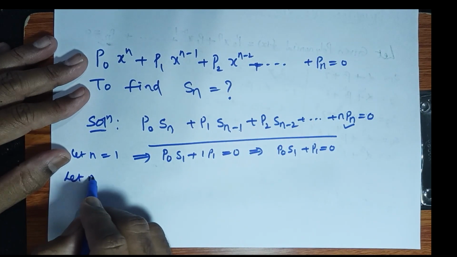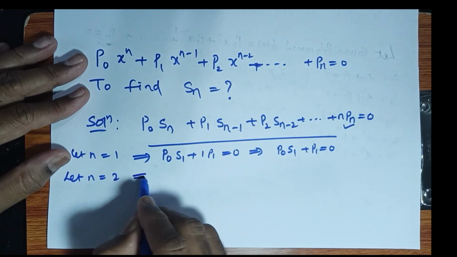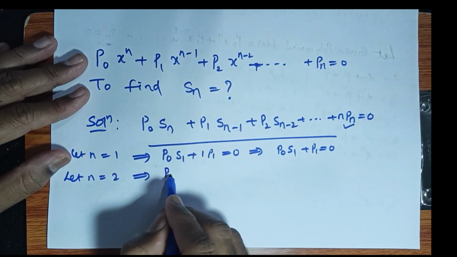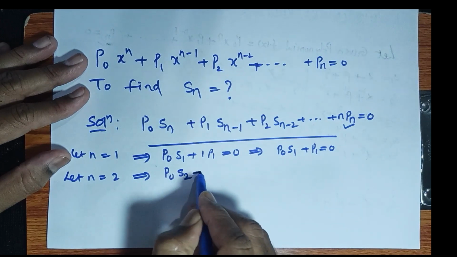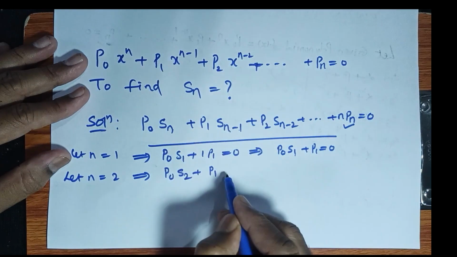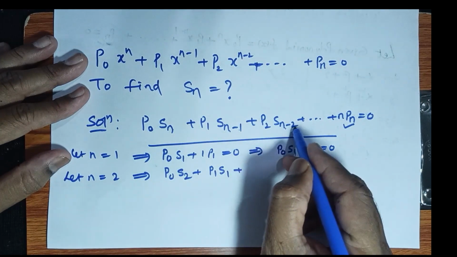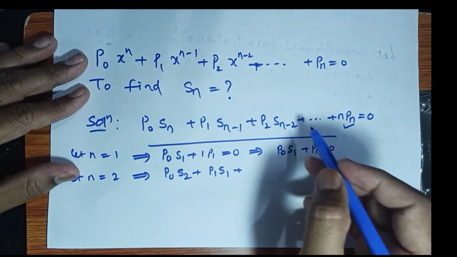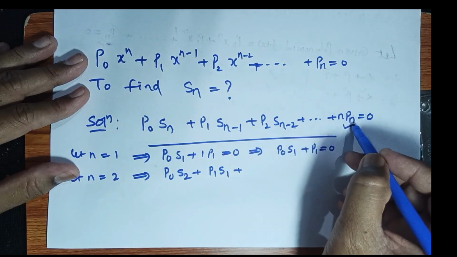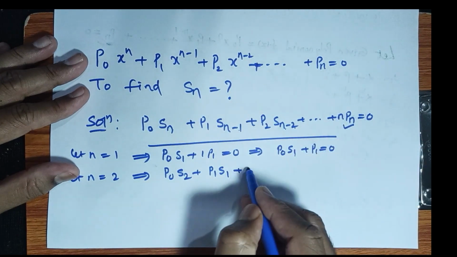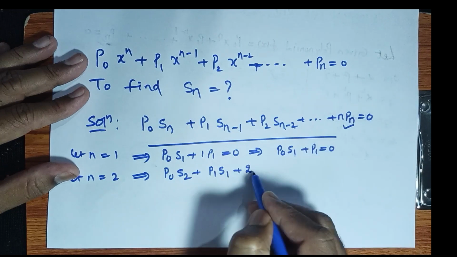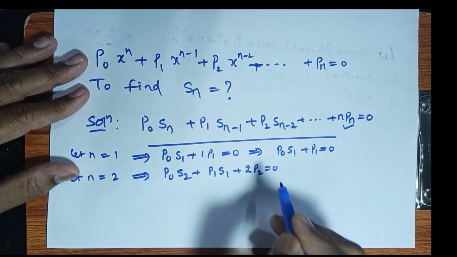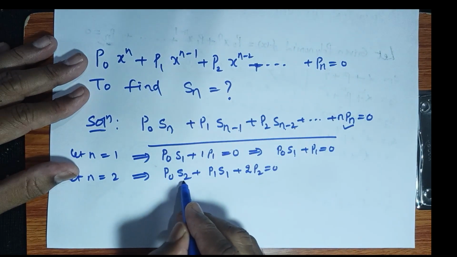Let n is equal to 2 in this formula. Then it is P0 S2 plus P1 S1, and next 2 minus 2 is 0, so we are not considering that one. It is ended by the constant 2 times P2. So by this we can find the S2 value.